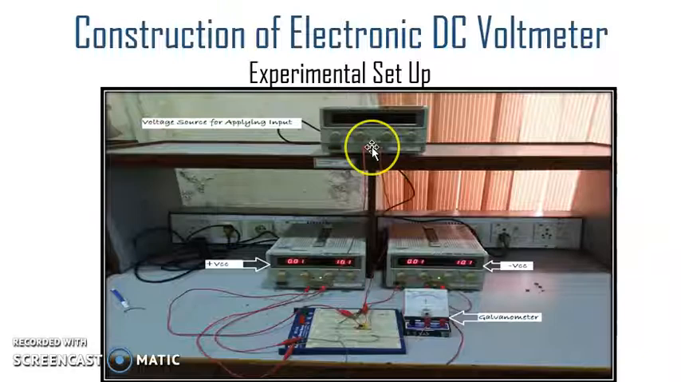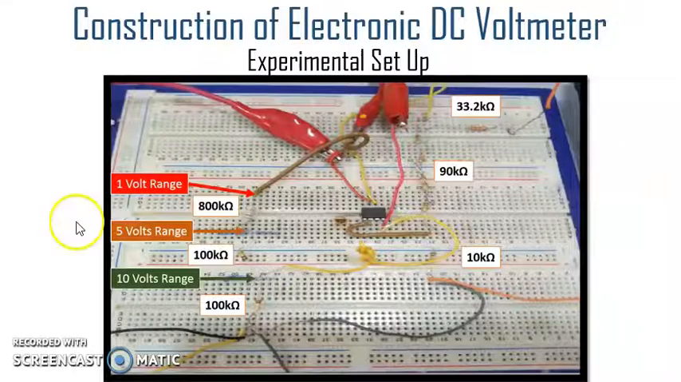This is the experimental setup. This particular source is for applying the input. These two sources are for the plus VCC and minus VCC, since we are making use of an op amp, and the resultant circuit is there on the breadboard, which is connected to a PMMC. So this is the close-up of the circuit.